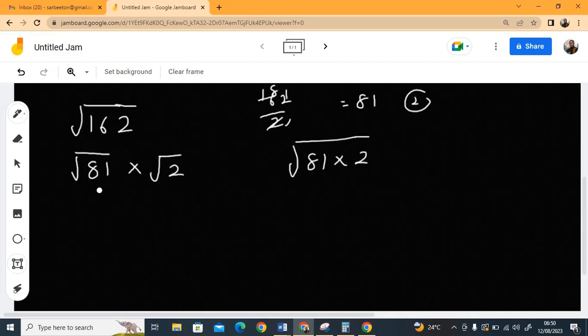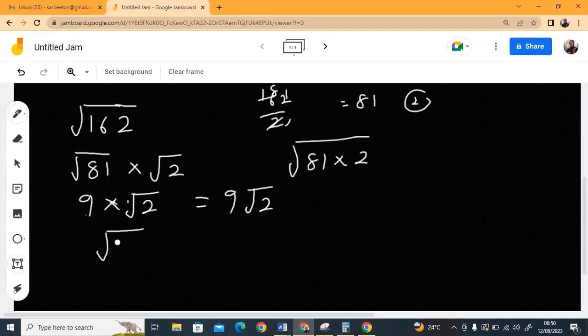So root 81 is 9, right? Times root 2, which will still be root 2. You can't convert it to a decimal. It's still root 2. So 9 times root 2. I told you earlier, multiplication doesn't care, but it will not multiply what is inside. There's an invisible 1 here. 9 times 1 is 9, so it is 9 root 2. This is your final answer.